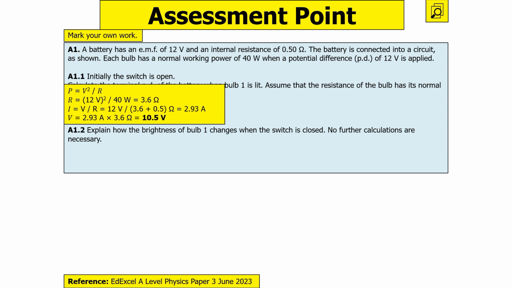V equals IR. We've got R in the circuit to be 3.6 ohms. The current, which is the same throughout the circuit, is 2.93 amps, so it's 10.5 volts.